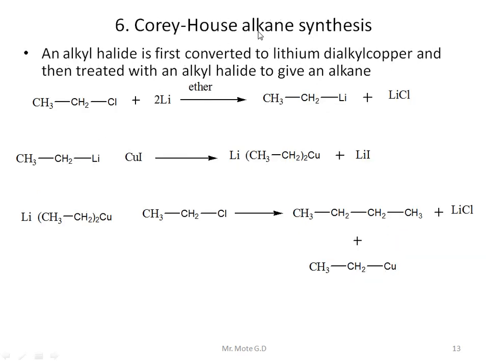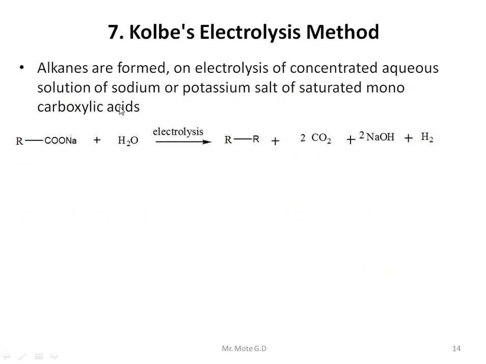Then Corey-House alkane synthesis. So we have taken ethyl halide or ethyl chloride treated with lithium to form ethyl lithium. Ethyl lithium treated with copper iodide forms lithium diethyl copper, and this is treated with ethyl chloride to form butane. So this is the production of butane from ethyl chloride. And then the last one is Kolbe synthesis, that is called electrolysis.